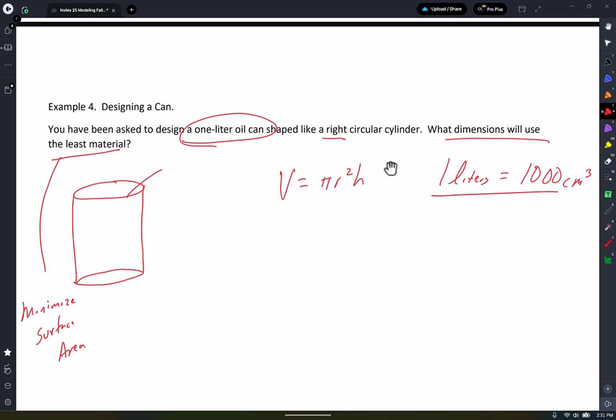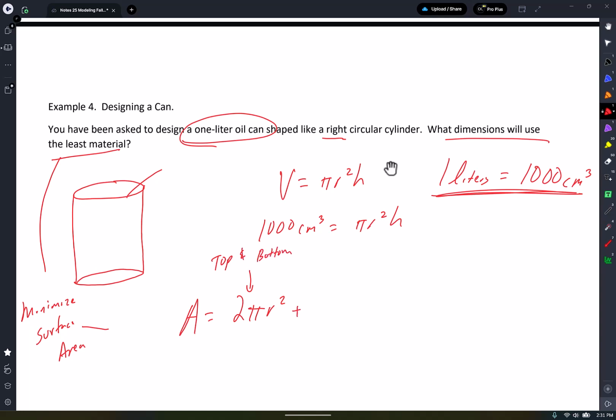All right, so this is what makes everything work here. So I'm going to say 1,000 cubic centimeters equals pi r squared h. Are we still okay? Okay. Here's what we want to minimize. See how it says minimize surface area? All right, area. So this right circular cylinder has a top and a bottom. What's area of a circle? Pi r squared. And I have 2 of them, so put a 2 in the front. From the 2 circles, I guess I'll put here for good notes, top and bottom.